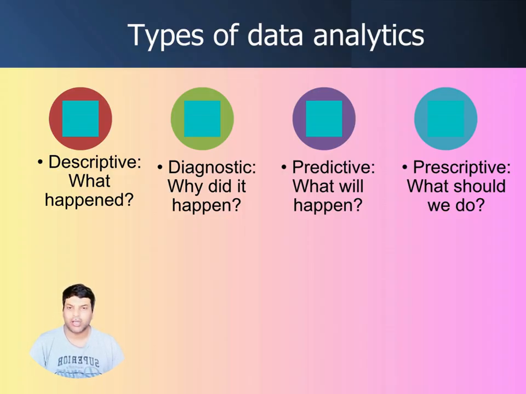And last, let's discuss the final type, prescriptive analytics, which goes one step further and answers what should we do. This type of analytics provides recommendations for the optimal or best action based on the predictions and business objectives. For example, logistics companies may use prescriptive analytics to determine the most efficient delivery routes or inventory levels.